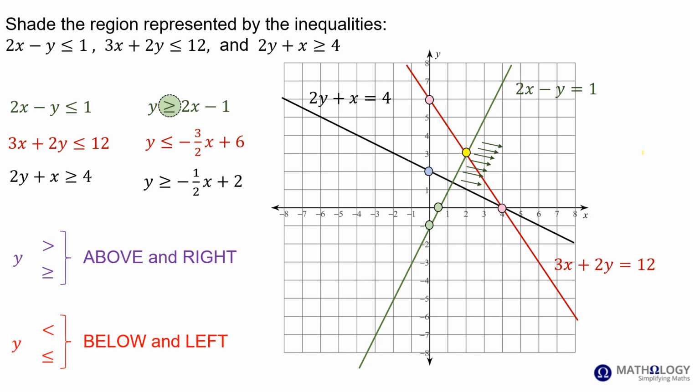For the function, y is less than or equal to minus 3x over 2 plus 6, we shade to the left of the red line, because the inequality sign is y is less than or equal to. And for the function, y is greater than or equal to minus a half x plus 2, we shade above the black line, because the inequality is y is greater than or equal to. Taking all three solutions into account, we shade the region indicated, as it satisfies all three solutions to the linear inequalities.